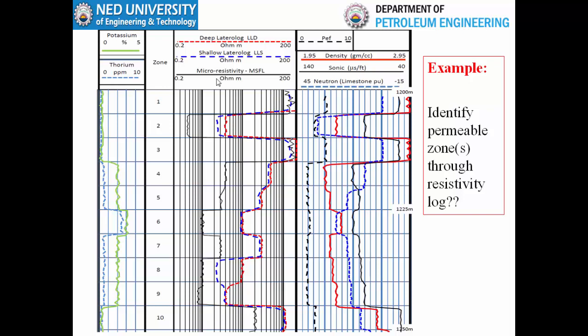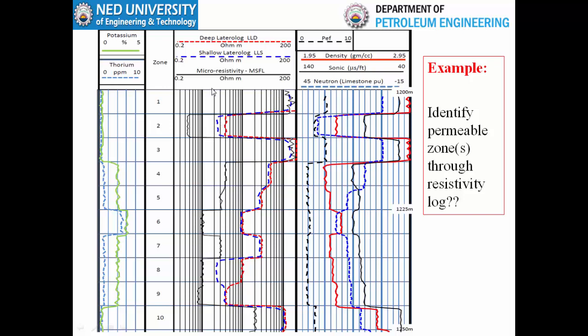We know that we can identify the permeable zone through the caliper log and through the SP log, and basically we know that when the actual hole size is lower than your bit size, it indicates the mud cake, and when you have the mud cake, it indicates that this zone is the permeable zone. And we also have seen that in the SP log, whenever we have deflection from the shale base line, that indicates that this zone is the permeable zone. So through the resistivity log we can also identify the permeability of the zone, and we know that when we have the permeable zone, we have the separation between the MSFL and the other resistivity logs.